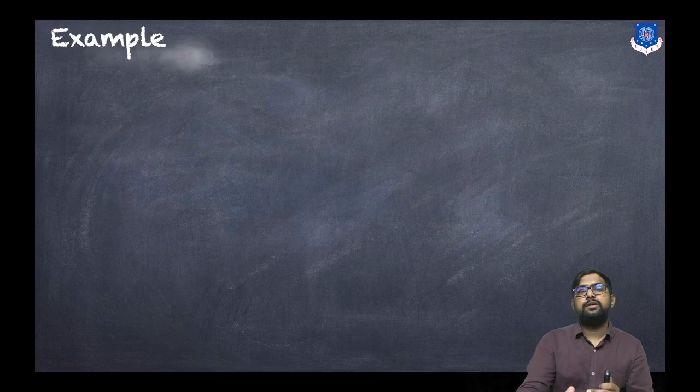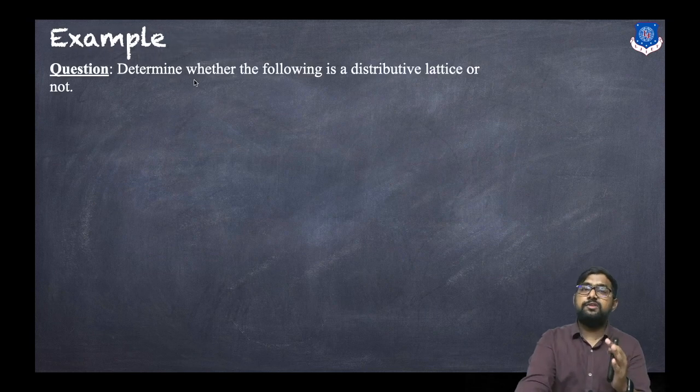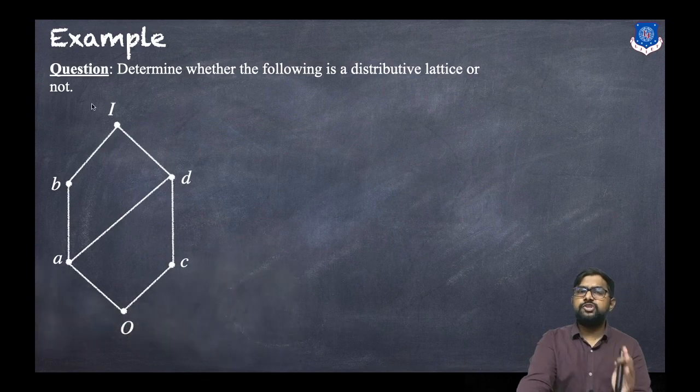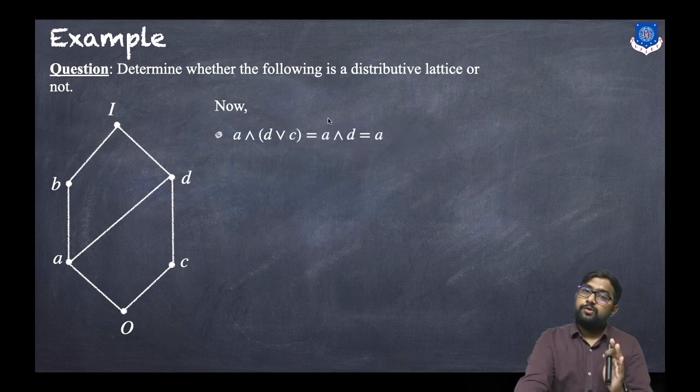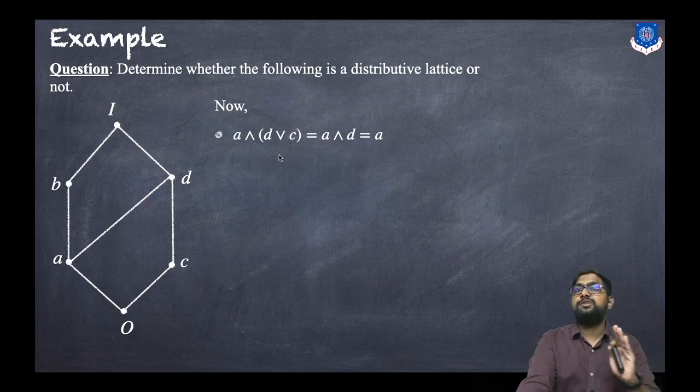Okay. Now, for example, determine whether the following is a distributive lattice or not. This is the Hasse diagram that is given. Fine. So now, first step: for a distributive lattice, we need to check the distributive property. So just consider 3 points. A and (D or C) equals what? That is the left hand side of the distributive property.